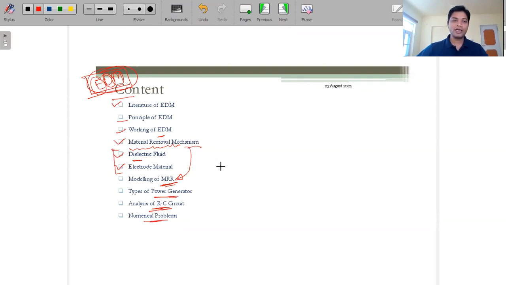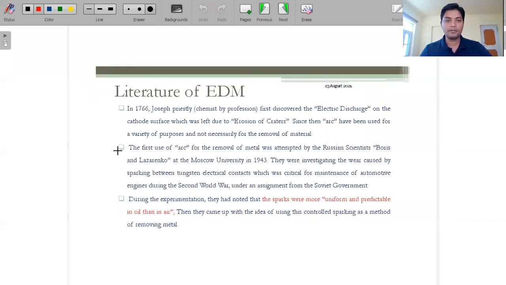So today I will try to cover up to the working part. Then tomorrow, in the next lecture, we will discuss from the material removal rate. Okay, guys, so let's start.